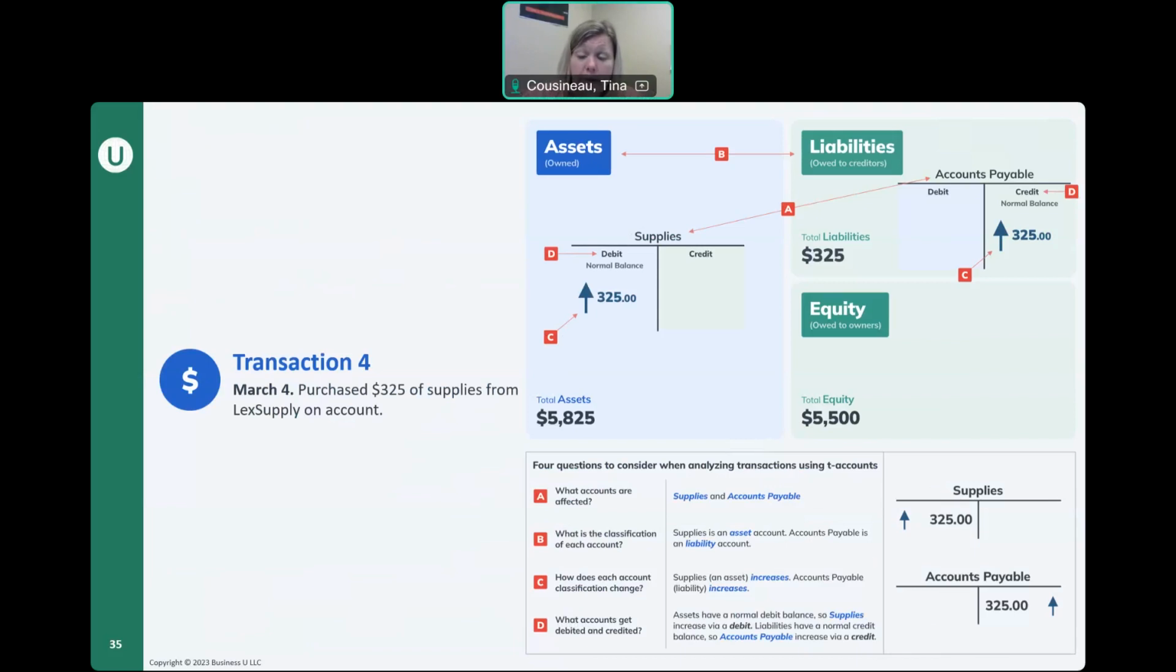Supplies increases and accounts payable increases. Assets have a normal debit balance, and so supplies increase with the debit balance, and then accounts payable has a normal credit balance, so that also increases. And it ensures that our accounting equation is still in balance, which is the main focus here. So total assets equal our liabilities plus our total equity.